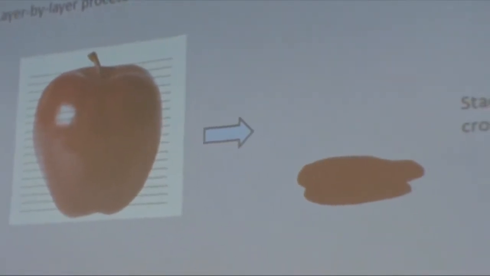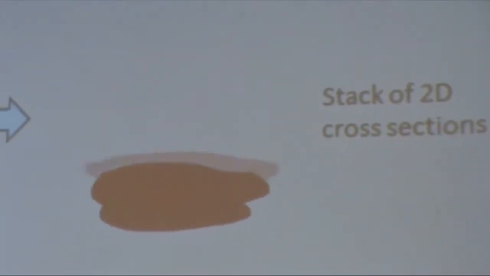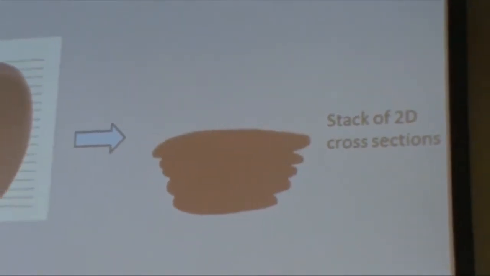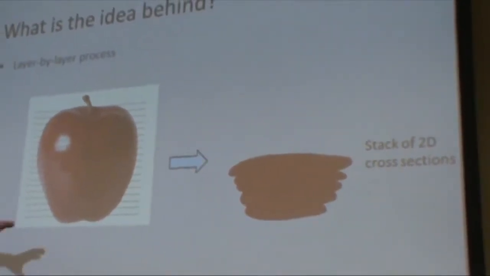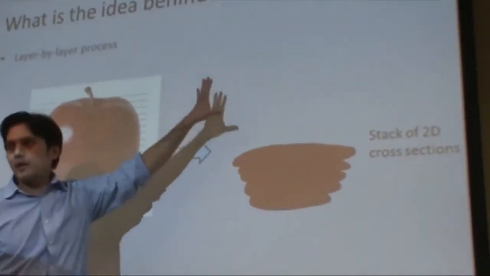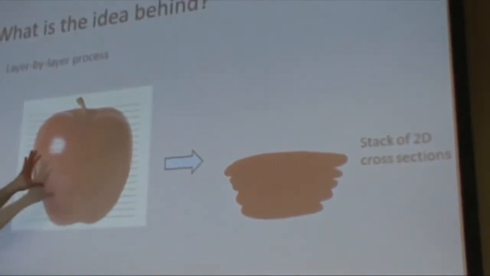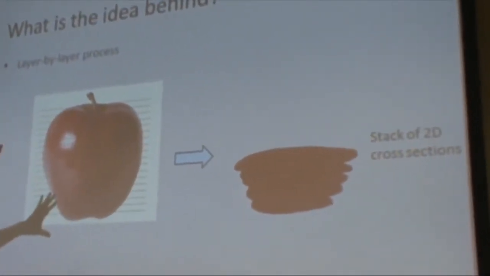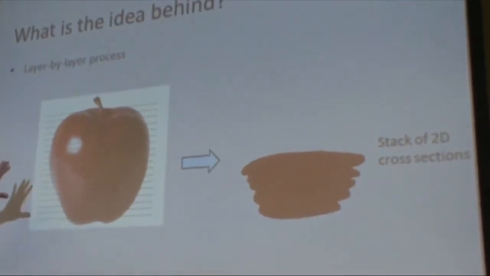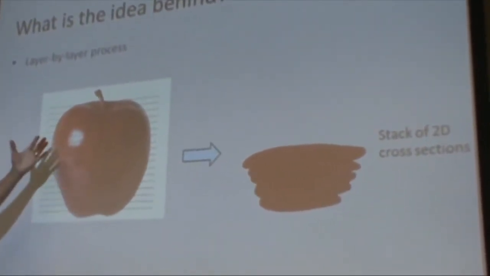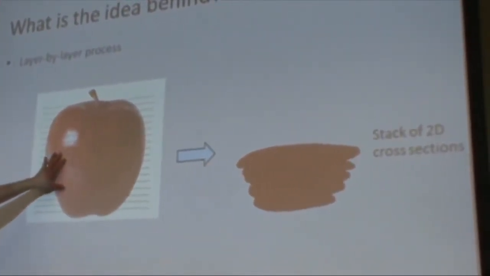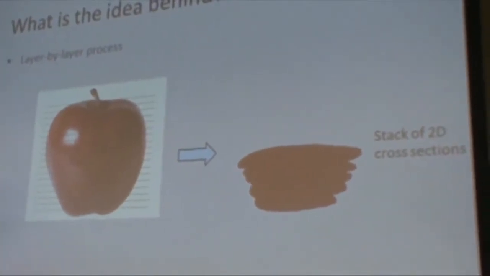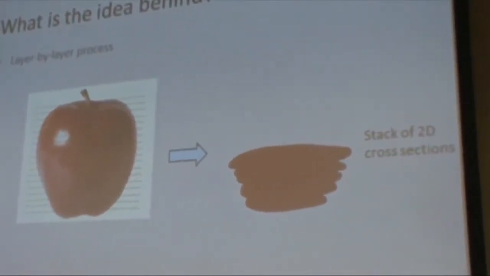And then what if we stack it up, according to how you sliced these layers. You can see that you can really recreate the apple using something like this. And it's really simple and easy to do. So this is the concept behind the RP machine.